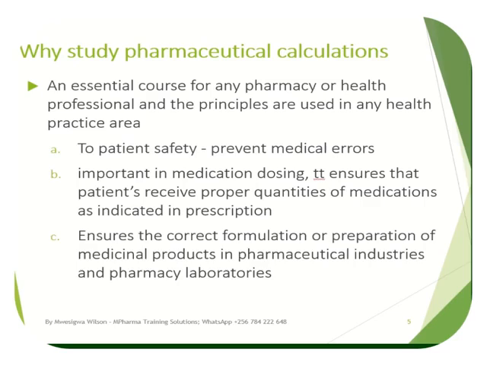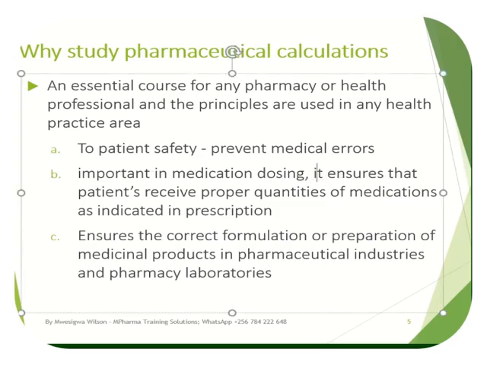So why are we studying pharmaceutical calculation? We have talked about most of these: to ensure patient safety and prevent errors. It is important in medication dosing, to ensure that the patient receives proper quantities of medication as indicated in the prescription. That's why we use it in dispensing, and to ensure the correct formulation of medicinal products in pharmaceutical industries because we have calculated the right quantities.